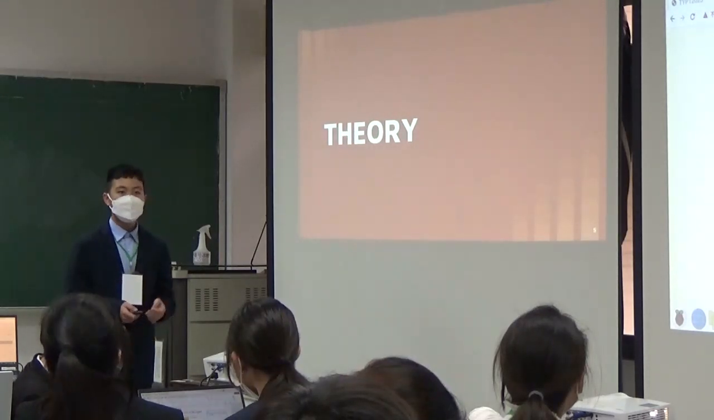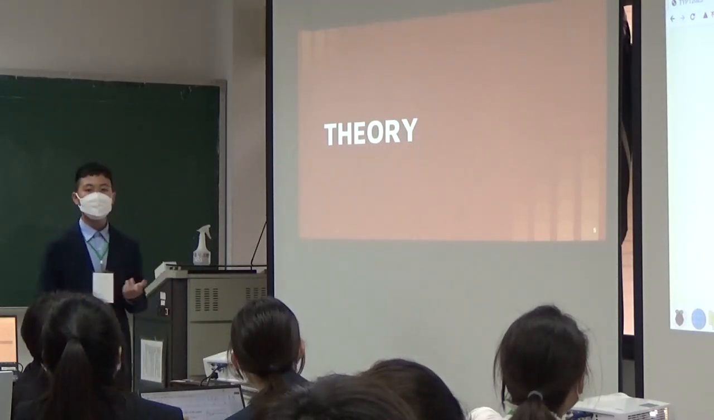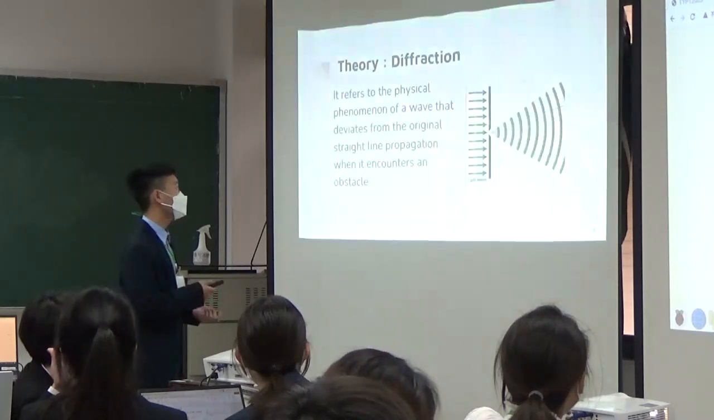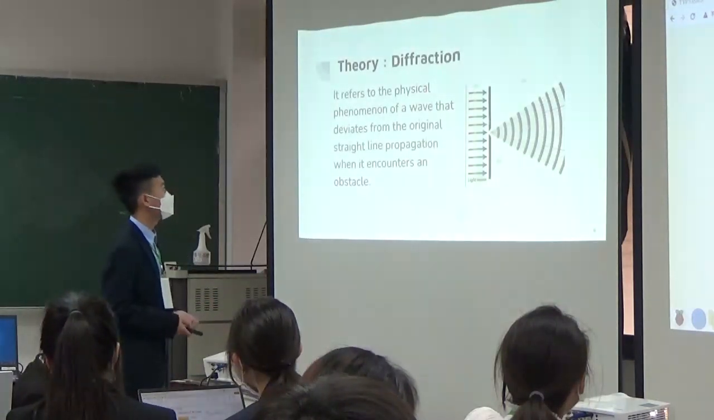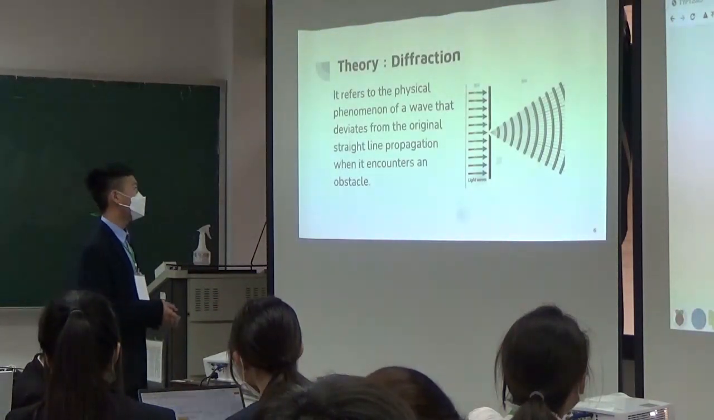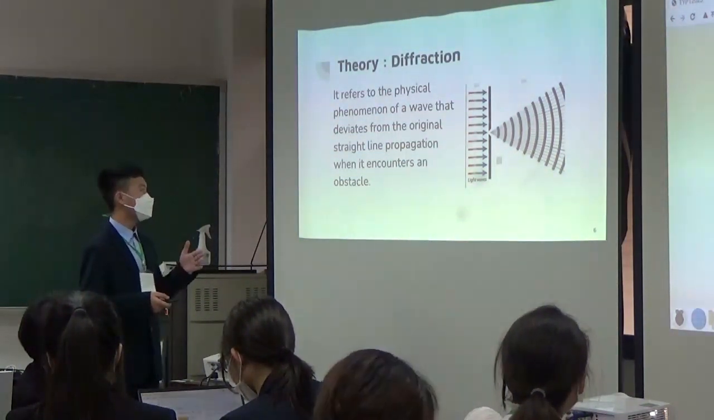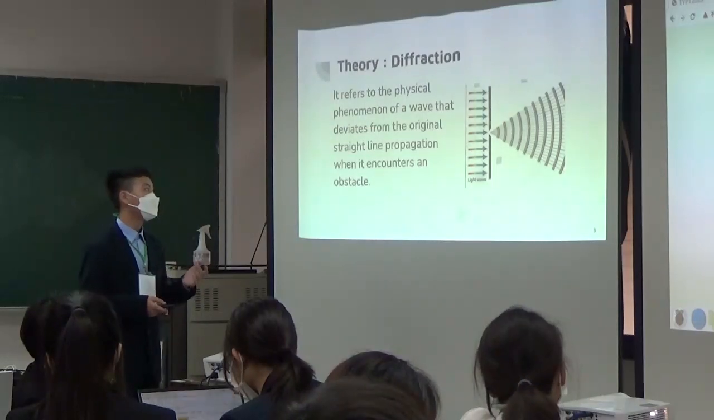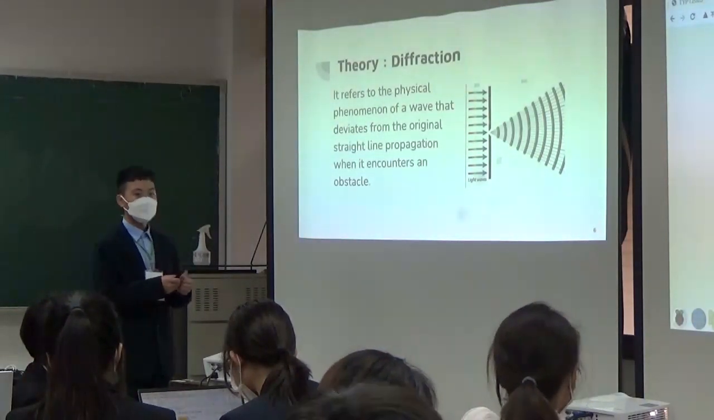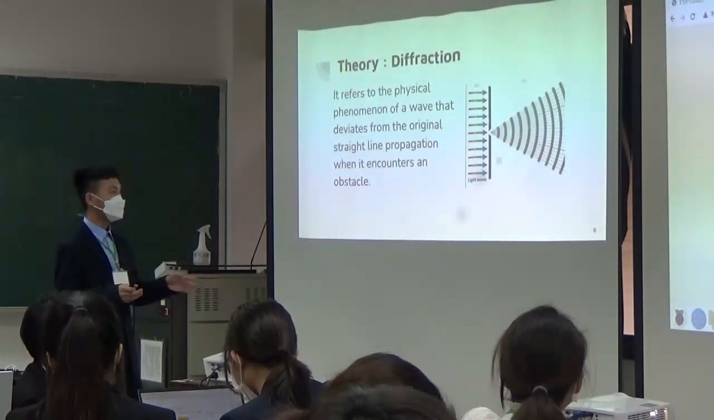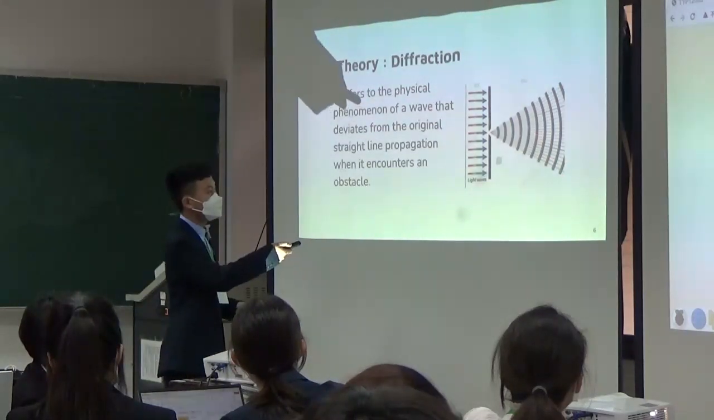So, okay, into our theory part, let's go to the basic concept first. So this is diffraction. Diffraction happens when a straight line encounters an obstacle. So the propagation will diffract this way, like this.